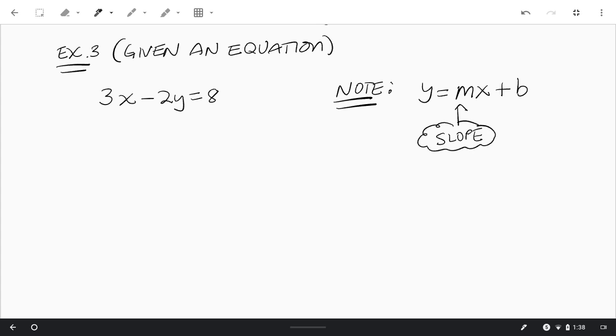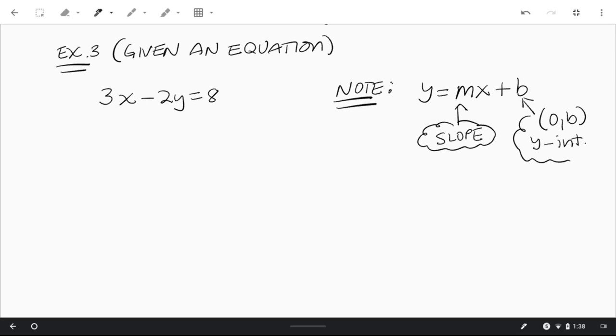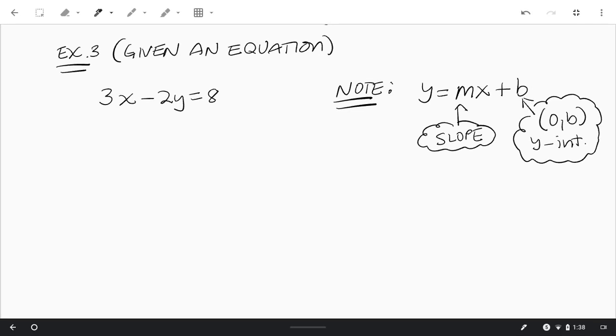Does anyone know what this is? So that represents, if you said the y-intercept, then you are correct. So b is the y-intercept. And when we look at graphing later on, we will take a look at this equation, this form, when we look at graphing.